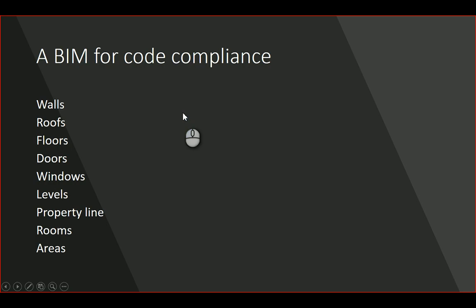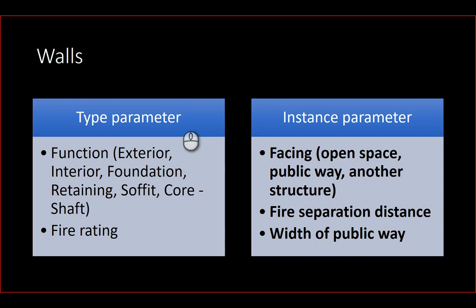The elements in Revit that are important to a plan review for those chapters are the walls, the roofs, the floors, the doors, the windows, the levels, the property line, the rooms, and the areas. It's not that complicated of a model. Further analysis of the building code suggests that the information about these objects is relevant to the code, but there needs to be more information about them. So we have identified what parameters to use.